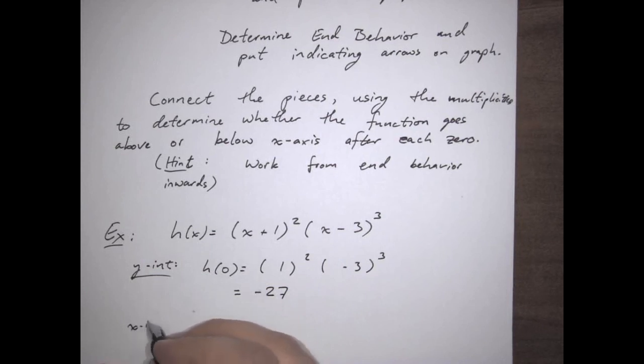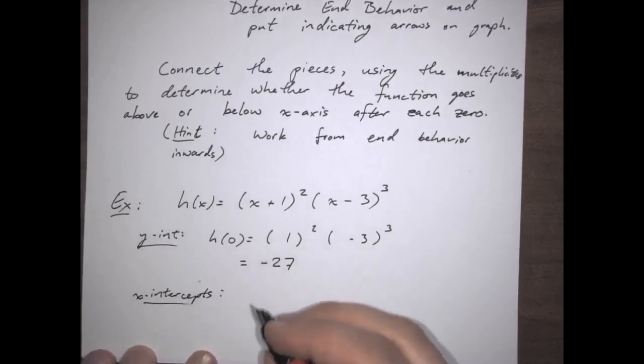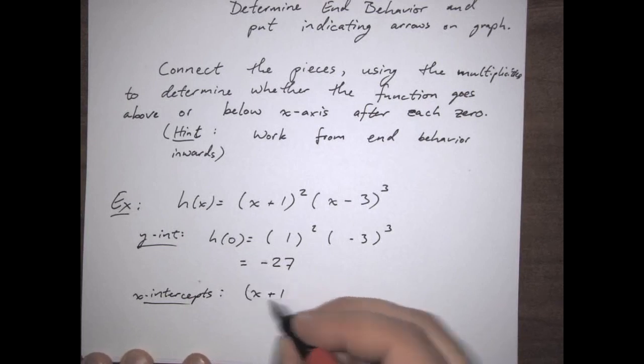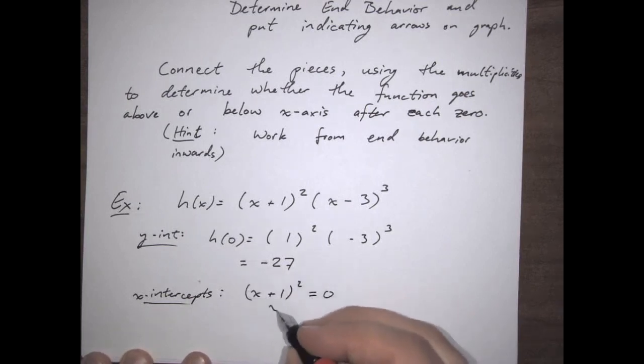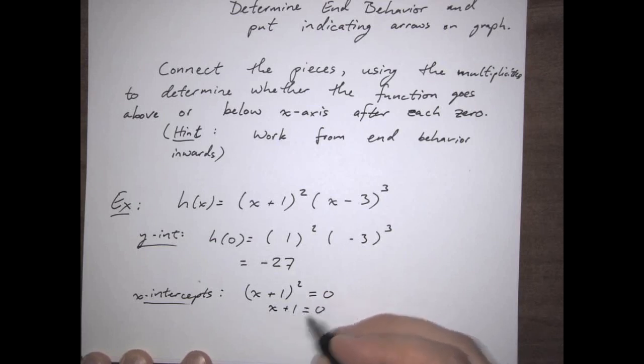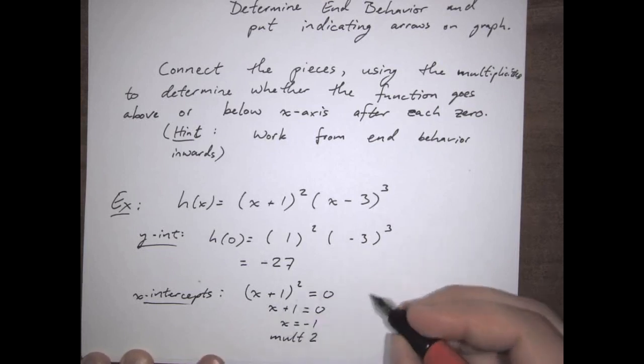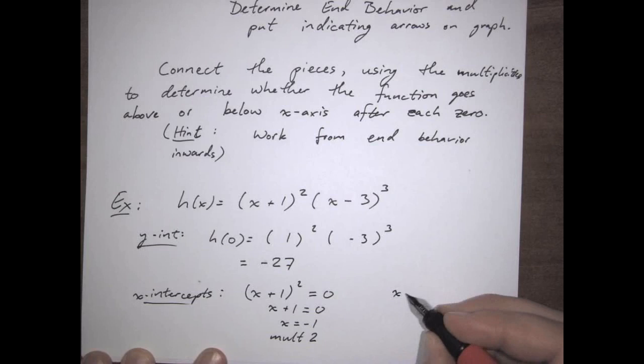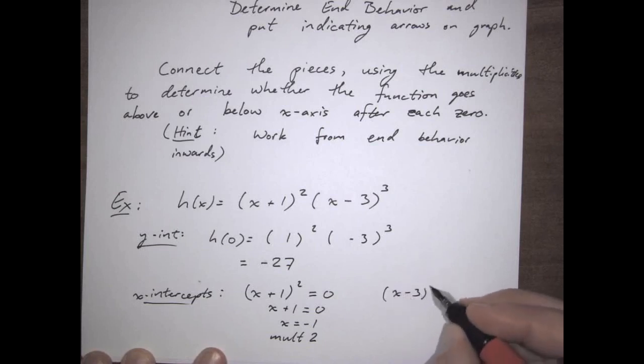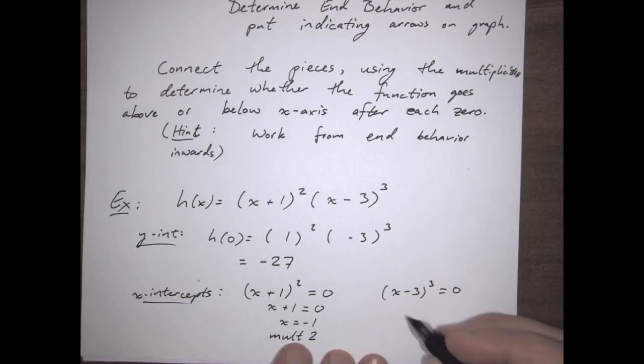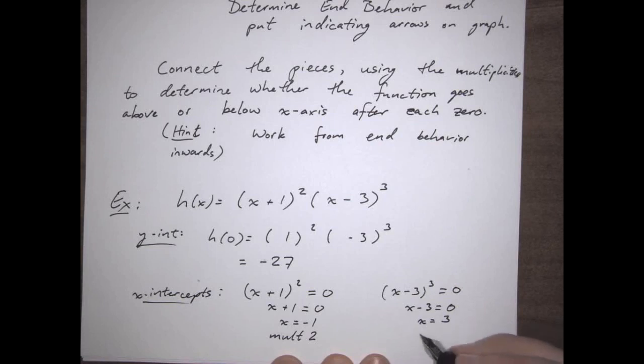Now for the x-intercepts, those are going to come from the different factors. So (x plus 1) squared equals 0 means x plus 1 will equal 0, which means x will equal negative 1. And the multiplicity there will be 2 because that was the exponent. Similarly, (x minus 3) cubed equals 0 means x minus 3 has to equal 0, which means x equals 3. And the multiplicity of that will be 3.